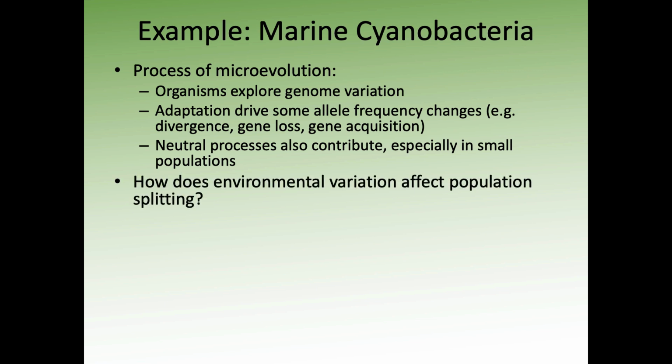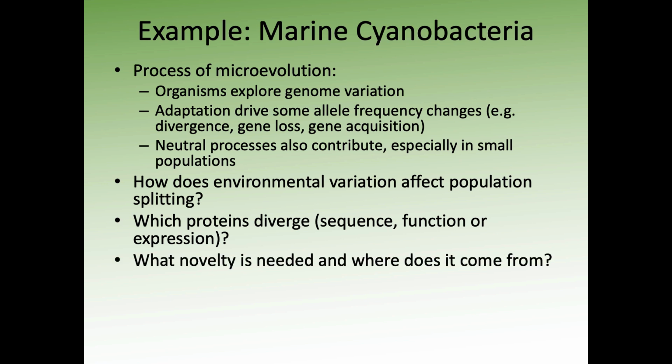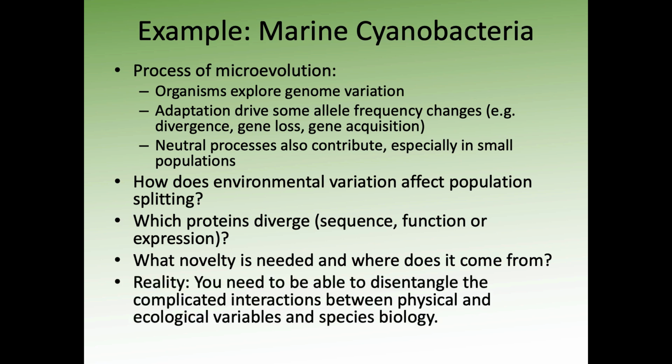What might be a little more challenging to understand are things like, how does environmental variation affect the splitting of populations or the different choices and strategies that are adopted? Do we see factors such as light and temperature, or a combination of factors, affecting populations? Is this driven by genetics or protein divergence? Which proteins are likely to be most important in supporting the microevolutionary change that we see in the ecological responses? How much novelty is needed to adapt, and where does it come from?